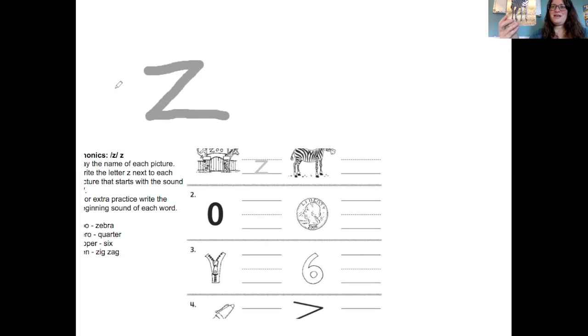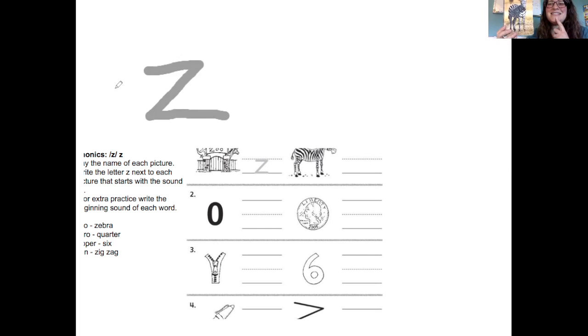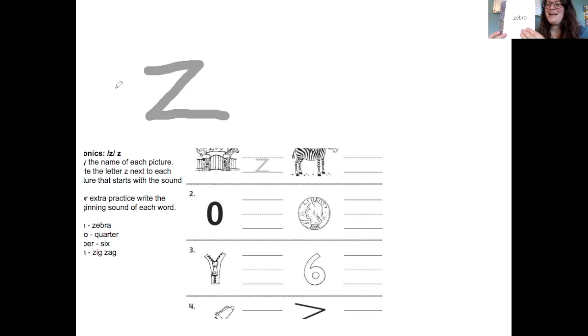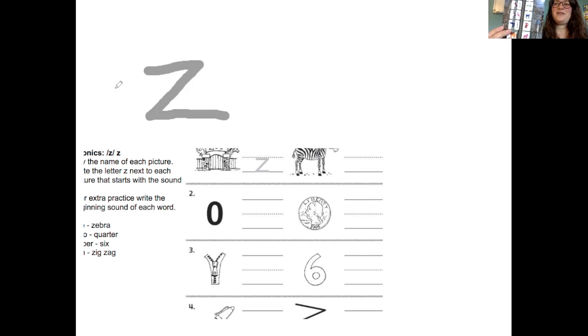Next, whoa, look at this wild animal. What is this? It's a zebra. Zebra. You say it. Zebra. And zebra is spelled Z-E-B-R-A. Zebra.